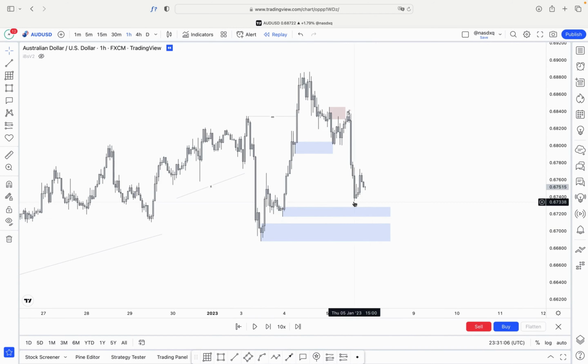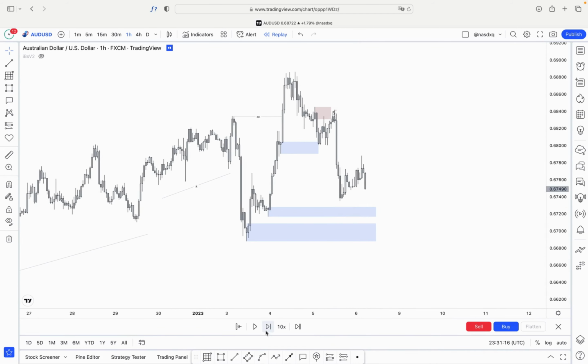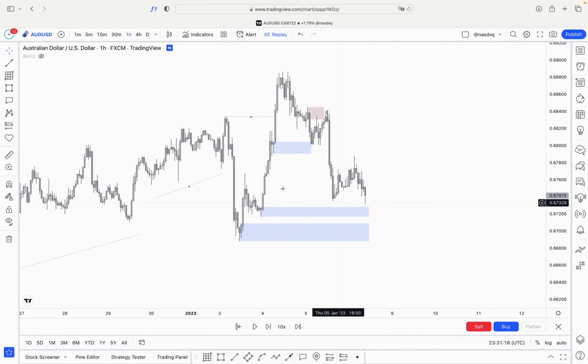But that didn't happen. We actually started to create inducement just above this zone, which sort of validated it a lot more for me, even though we haven't mitigated it. But obviously still I was monitoring it to see what happened. So you can see it's a nice bit of inducement just above this zone here.